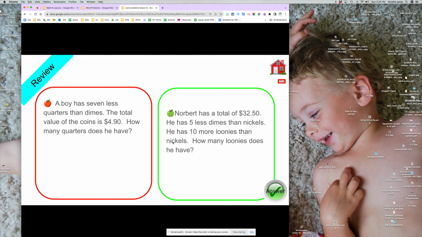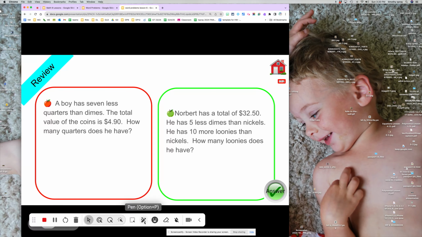And so today we're going to do a little review of what we've learned so far about adding coin questions. So here we go. I want to make sure that I have my trusty pen with me. So let's take a look at this one. A boy has 7 less quarters than dimes.